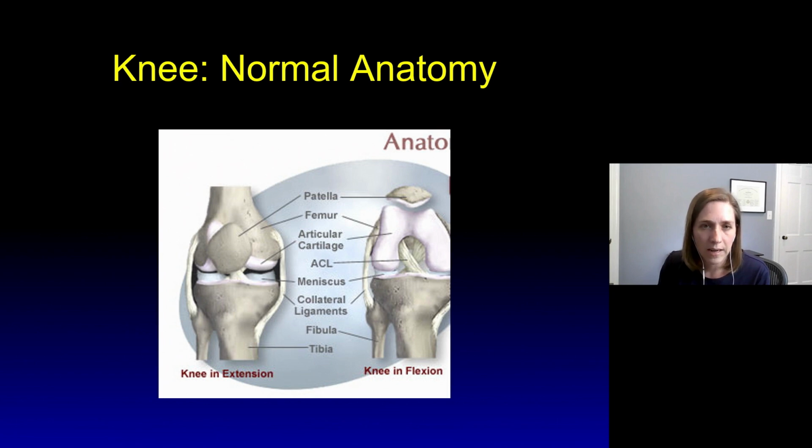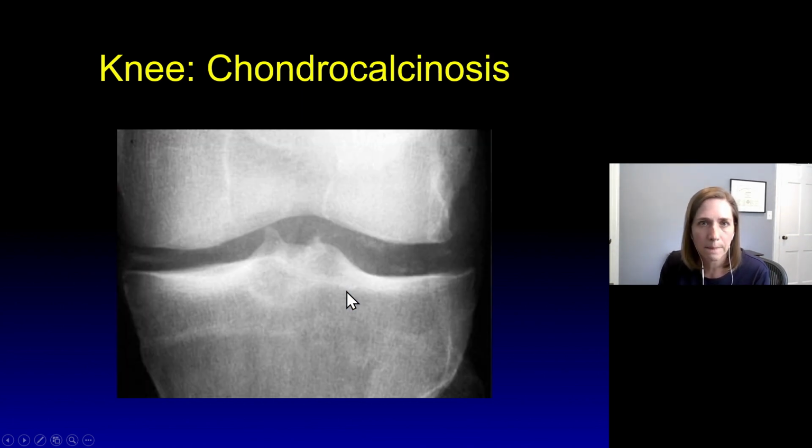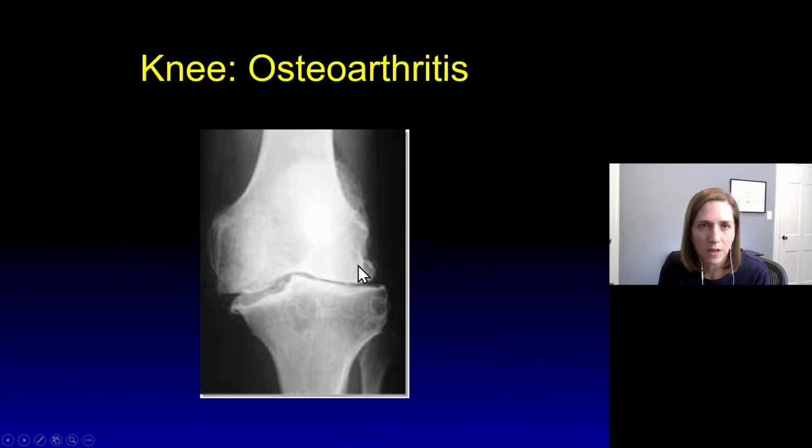So thinking about knee anatomy, you have the patella sitting in the femoral groove, you have your collateral ligaments on the outside, and then as you flex the knee, you can see the cruciate ligaments here, and then the menisci on either side. And so these are all areas that can be affected and cause knee pain. Here's an x-ray showing chondrocalcinosis, like I showed before in the shoulder. You can see these calcium deposits on top of the cartilage. It can be helpful when you're thinking about what's going on.